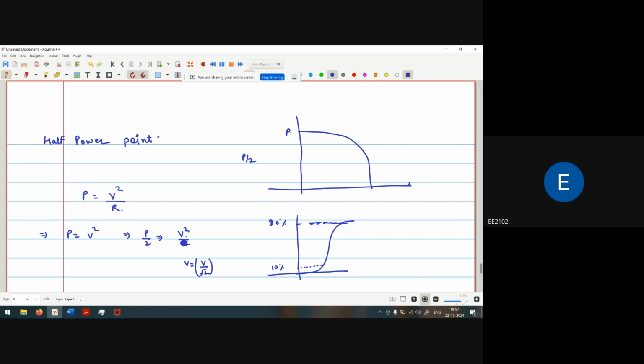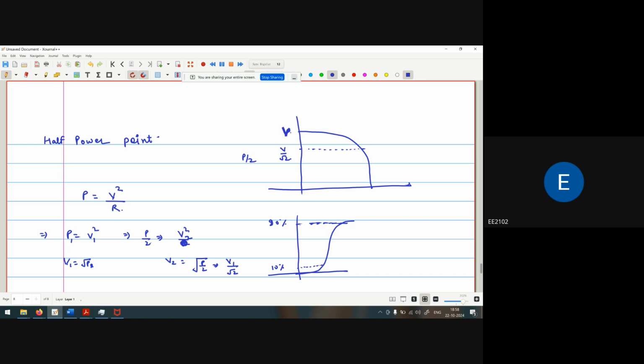P1 is equal to V1 square. Now P by 2 is equal to V2 square. So what is the value of V2? V1 is equal to root of P1 and V2 is equal to root of P by 2. That means V1 upon root 2. So when the voltage becomes 1 by root 2 times the earlier one, power becomes half. If we are talking about the voltage, it is V upon root 2.